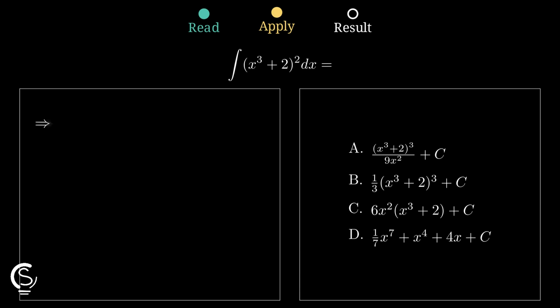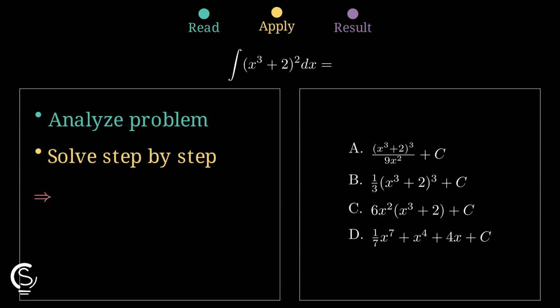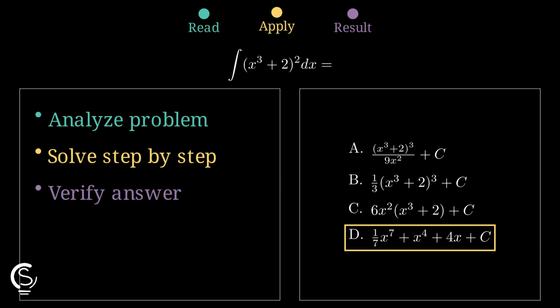Now integrate term by term using the power rule. x to the 6th becomes 1/7 x to the 7th, 4x cubed becomes x to the 4th, and 4 becomes 4x. So the antiderivative is 1/7 x to the 7th + x to the 4th + 4x + C, which matches option D exactly.